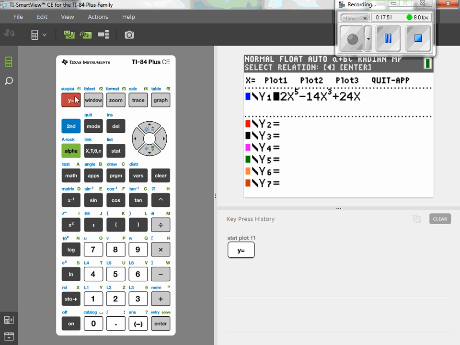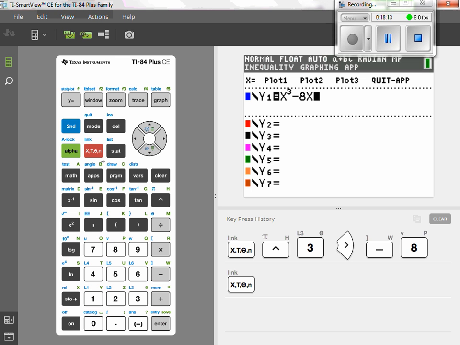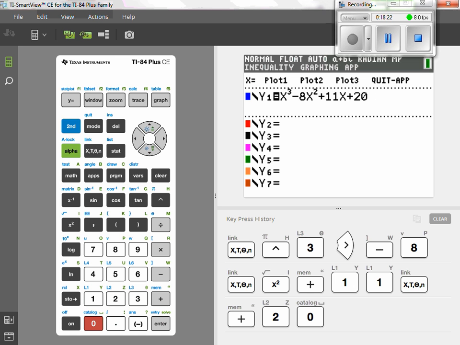Didn't I use this here? Okay, let's plug this in. So in y equals, I want to clear. So we're going to do x to the third minus 8x squared plus 11x plus 20. Once you get it typed in, hit graph.